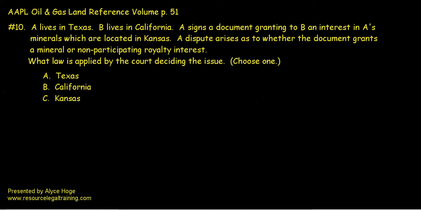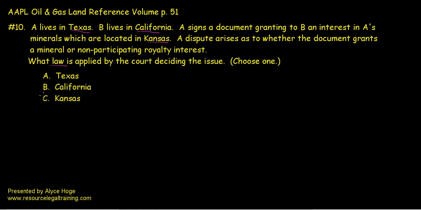We've got Texas, we've got California, and we've got Kansas. A dispute arises as to whether the document grants a mineral or non-participating royalty interest. And the question is, what law is applied by the court deciding the issue? What state law are we going to apply to determine whether this deed or this document is a mineral grant or a grant of a non-participating royalty interest?